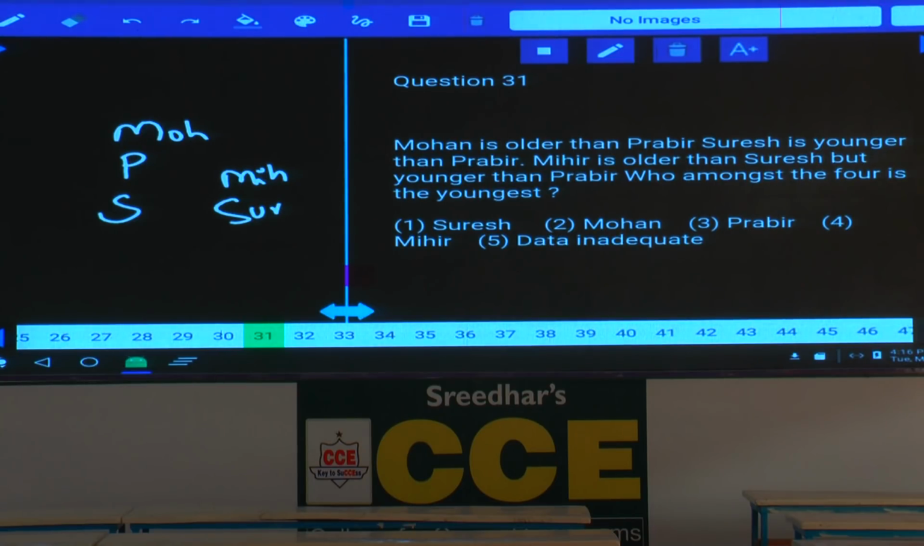Now this Mihir is younger than Prabir means this Mihir comes in between these two, isn't it? Then who among the four is the youngest? Tell me who is the youngest here? This Suresh is the youngest, that is choice 1. Question number 31, choice 1 is the answer.